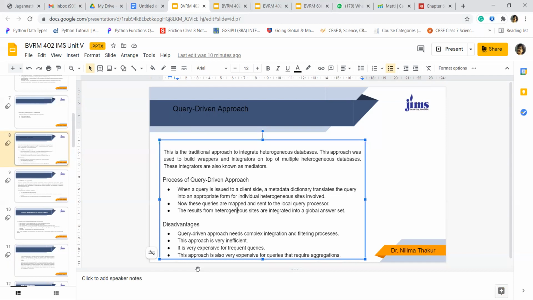But in every approach, we have advantages and disadvantages. So coming down to the disadvantages of the query-driven approach, it needs complex integration and filtering processes. This approach is very inefficient. It is very expensive for frequent queries. This approach is also very expensive for queries that require aggregations.